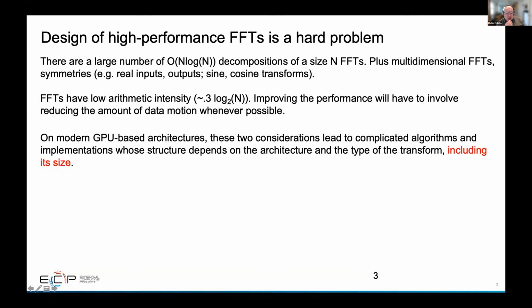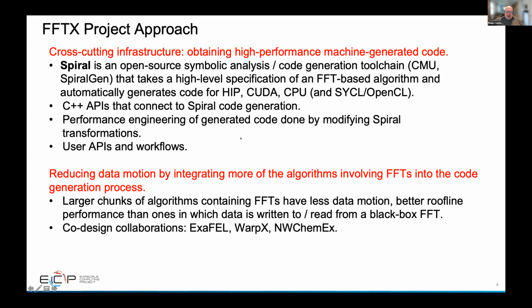On modern GPU-based architectures, these 2 considerations lead to complicated algorithms and implementations whose structure depends on the architecture and the type of the transform, including its size. It's that last statement that really complicates matters in a serious way. So what is our approach to dealing with these problems? The fact that we're in a complicated algorithm space, and the fact that we need to control data motion.